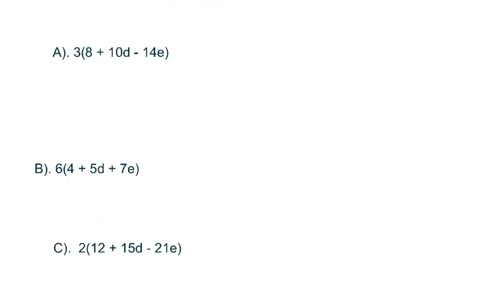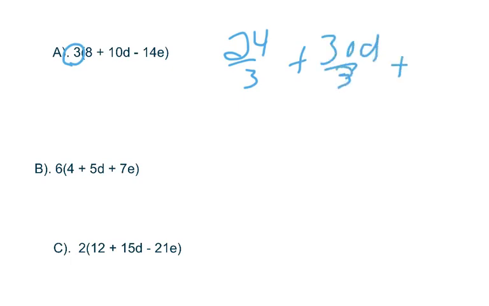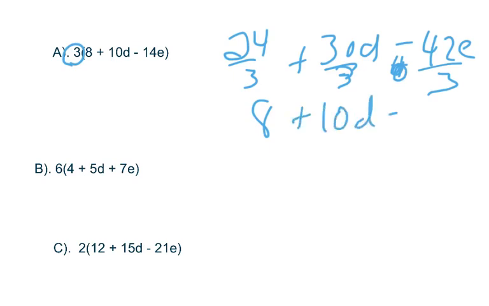All right, next up. This time, we have 3 instead of just 2. And so it's the same process. We're going to take this 3 and divide each one of these and see if it gives us the same thing. So, 24 divided by 3 plus 30d divided by 3, minus 42e divided by 3. That gives us 8 plus 10d minus 14e, and then you put the 3 out front, and that does give us the same thing.